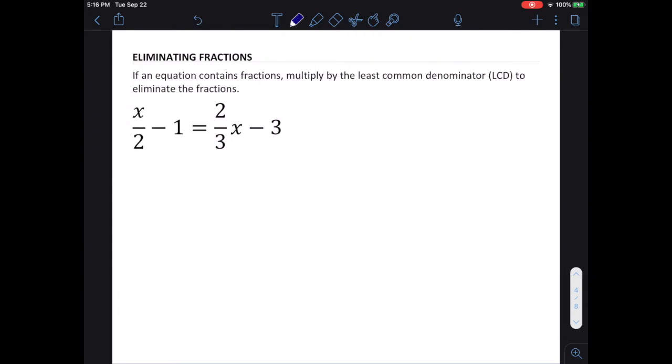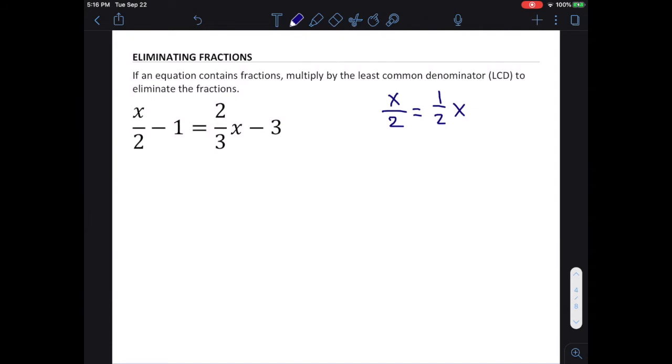Okay, so the next thing we want to talk about is eliminating fractions. And this has always been kind of a tricky little thing for some people. So I see several fractions here. I see 2 actually. So in that first term, remember x over 2 is the same as 1/2 x. Okay, so we have a 1/2, and then we have a 2/3, and then we have 2 whole numbers. We have a -1 and a -3.